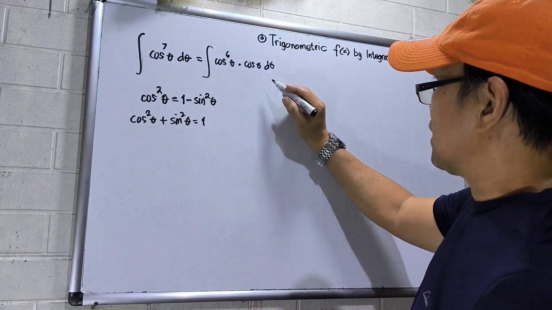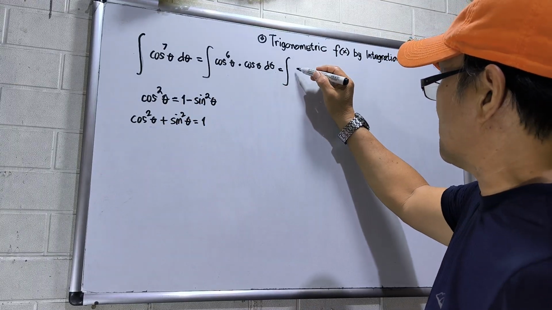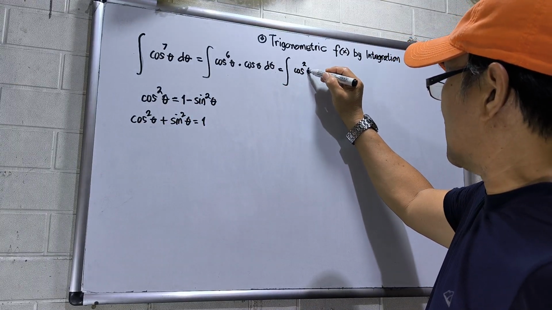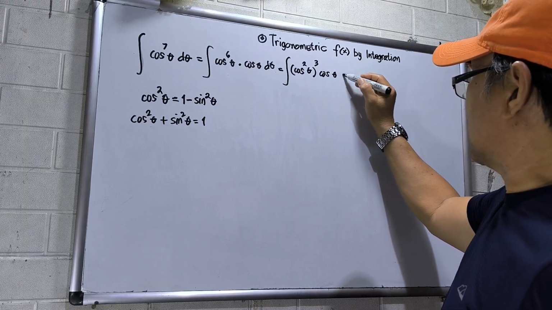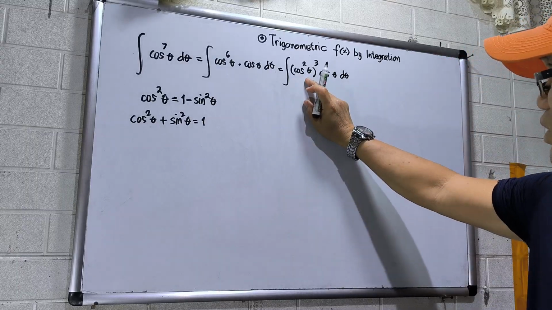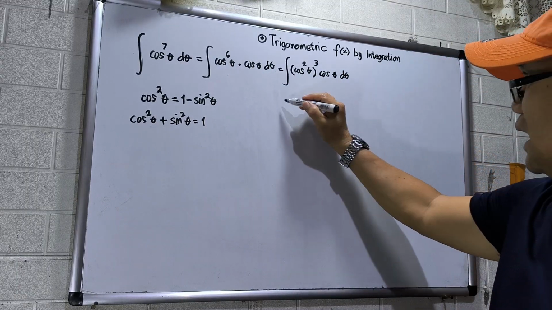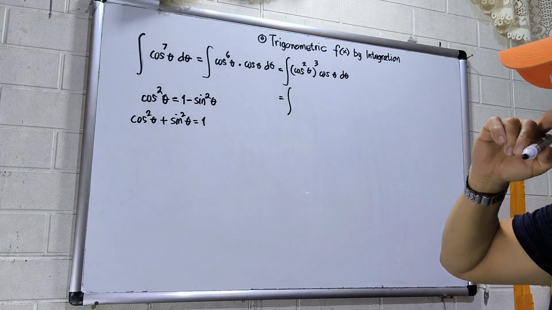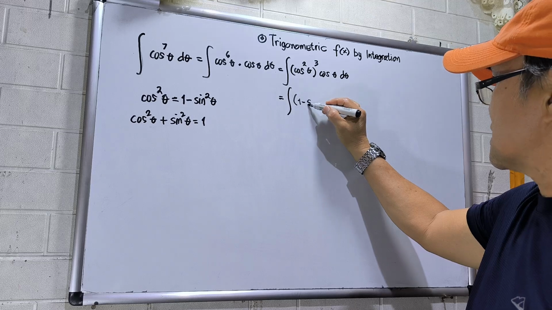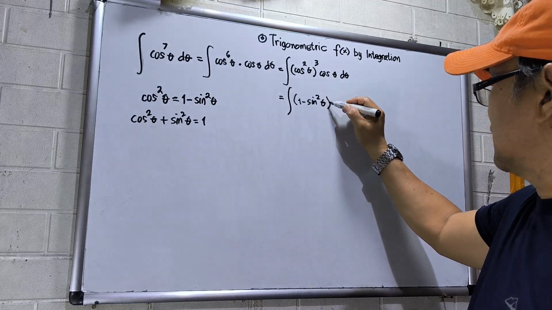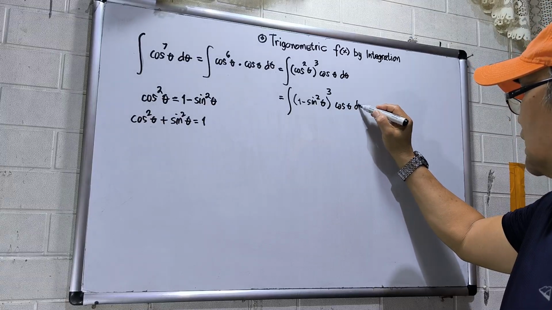Okay? So in this case, I have to plug in. So this will be cosine squared theta raised to the power of 3 and then cosine theta d theta. So this will be equivalent to cosine to the 6 theta d theta. Then I will plug in the identity. So this will be 1 minus sine squared theta to the power of 3. And then I have cosine theta d theta.